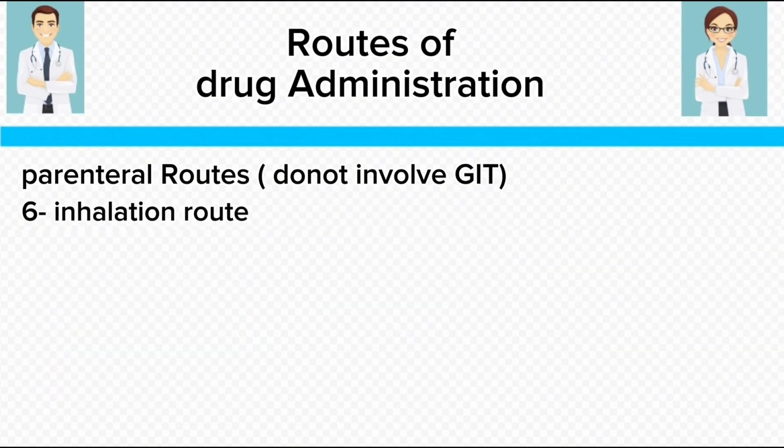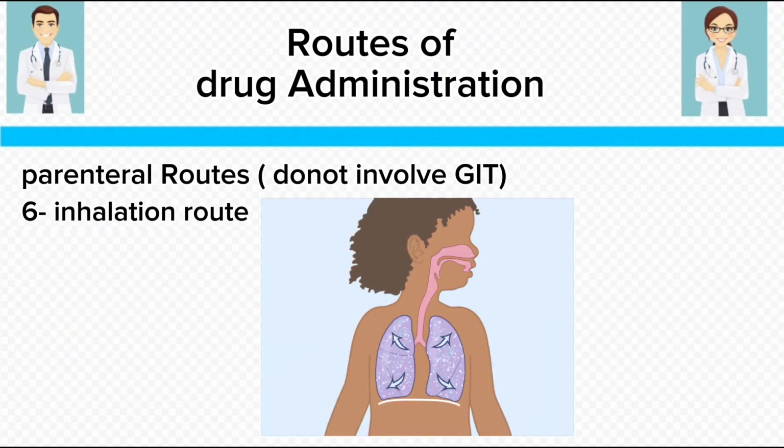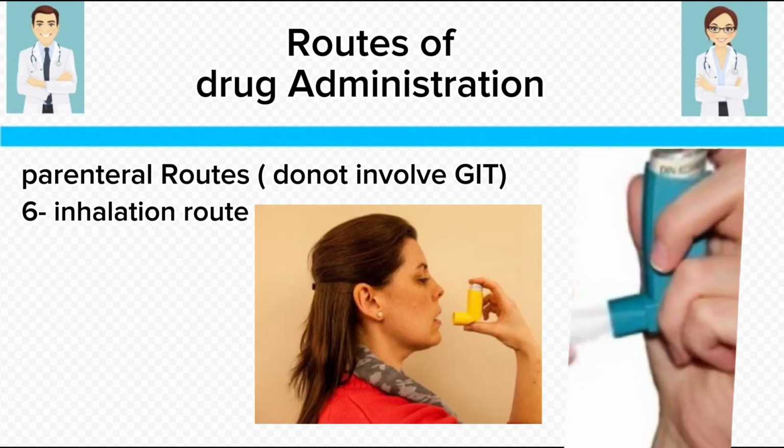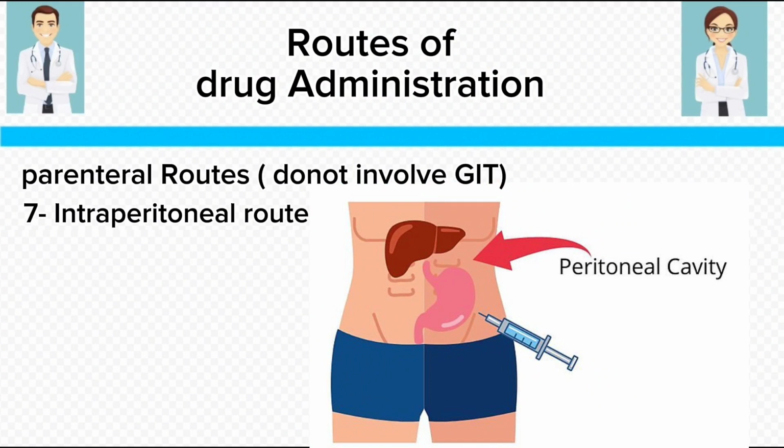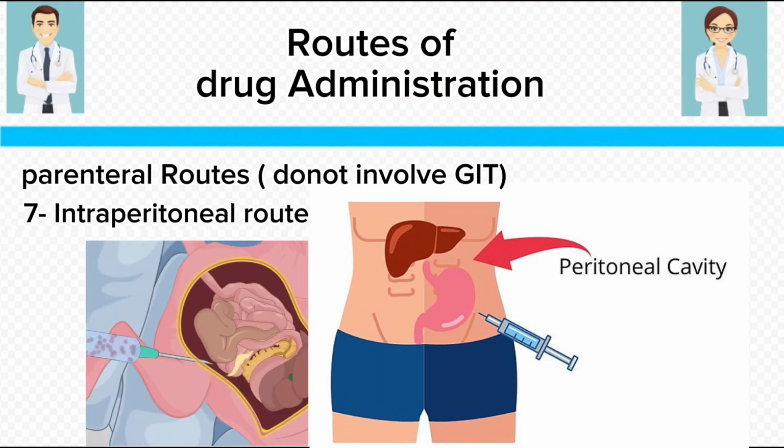The sixth is inhalation route, in which we administer the drug through inhalation, like in case of aerosols. The seventh is intraperitoneal route, in which we inject the drug into peritoneum.